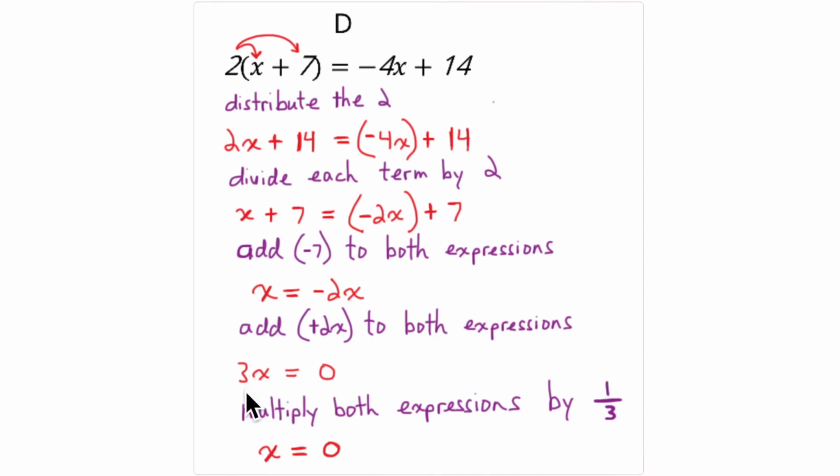So if you have 3x equals 0, then if you take 1/3 of these 3x's, that's 1x. Well, 1/3 of 0 is also 0. 1/3 of nothing is nothing. So multiply both expressions by 1/3. 1/3 of 3x is equal to x. 1/3 of 0 is still equal to 0.